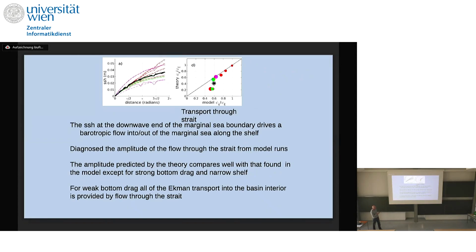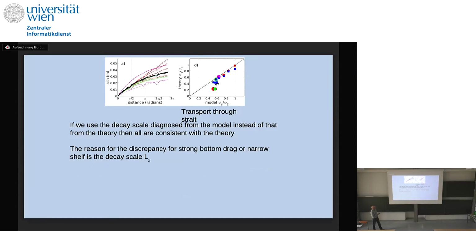Now this is the transport through the strait. Most of these agree pretty well. That's that little cluster where I had the decay scale wrong in the model. But other than that, they agree pretty well. If I then put in the decay scale diagnosed from the model instead of the one predicted by the theory, I get these little blue squares, and most of that discrepancy is gone. Now they agree pretty well. So I think the problem with these is that my model is just too viscous on the shelf. So I get the decay scale wrong.